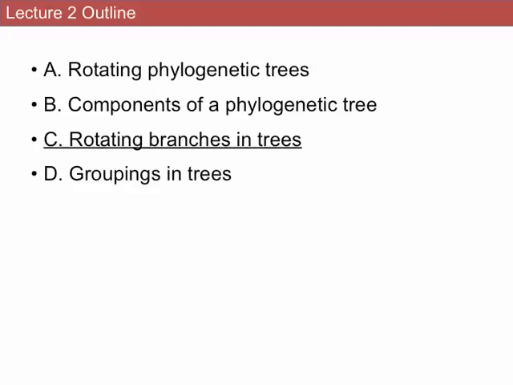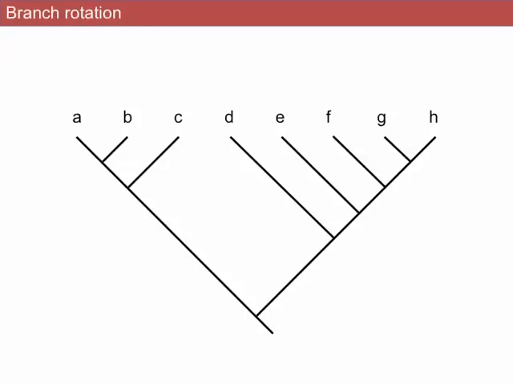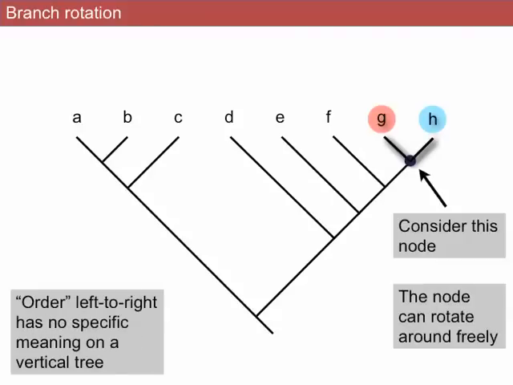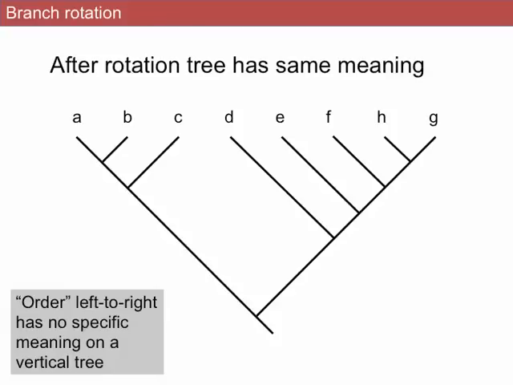You can't unplug a branch from a node and plug it into another place. That changes the meaning of the tree. But if all you're doing is spinning the node around, you haven't changed any meaning in the tree. And so I'm going to show you this. Again, take this same tree, and we're going to rotate one of the branches. So let's take this branch over here with G and H together and rotate it around. We're spinning that node around in the tree, and now H is on the left and G is on the right. The meaning is identical.